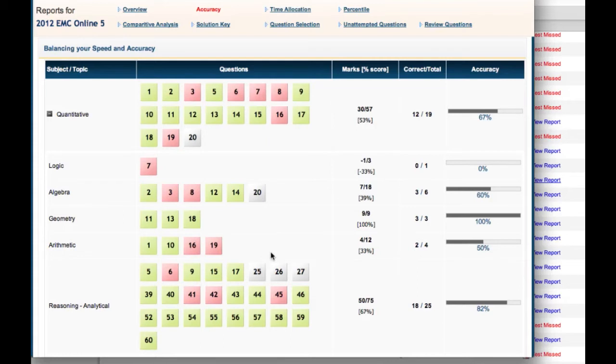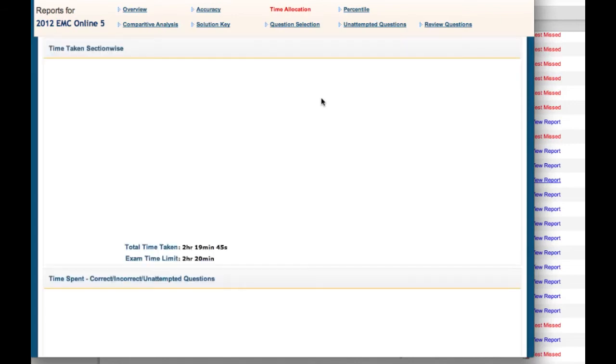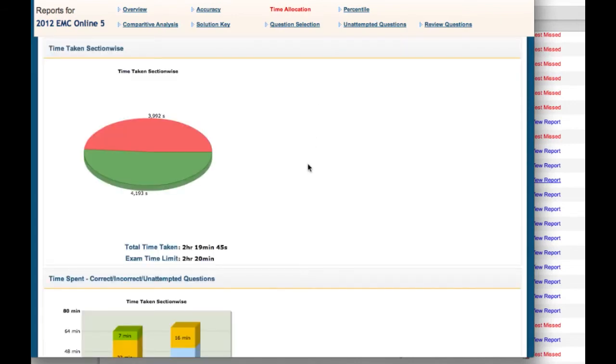Now this is how you can use this to identify where exactly you are going wrong, and then you can go ahead and break it down and focus your preparation on that specific area. Let's look at time allocation. What is time allocation? Now on an overall basis, okay, you spent 2 hours 19 minutes and 45 seconds out of 2 hours 20 minutes.